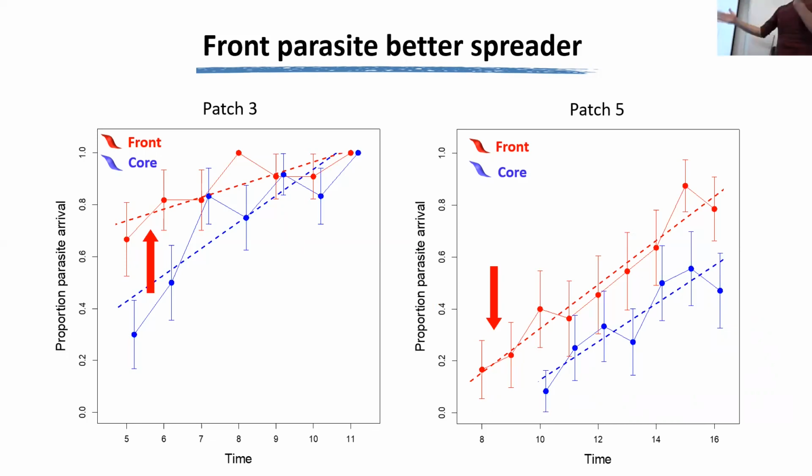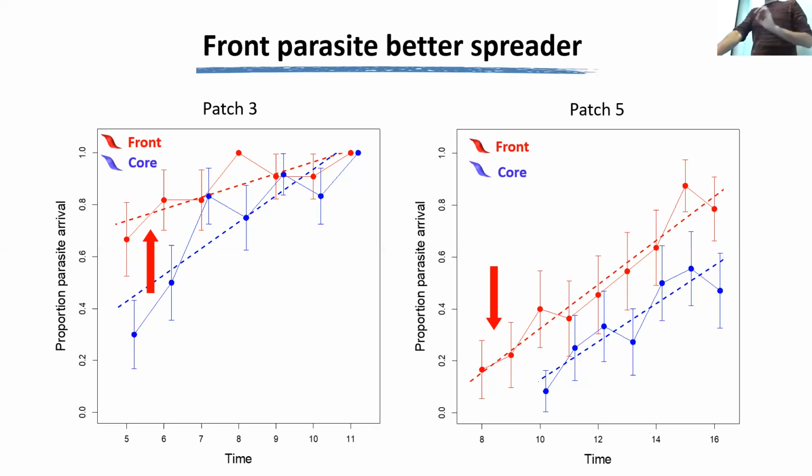So it takes 8 time points for the front parasite to reach patch 5, and 10 time points for the core. This difference is basically 5 days, which is a lot for the core to arrive at the same patch. So it seems that the front parasite is a better spreader.